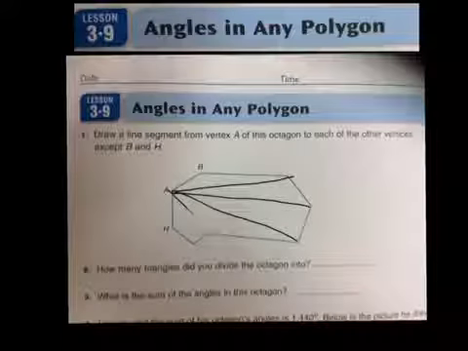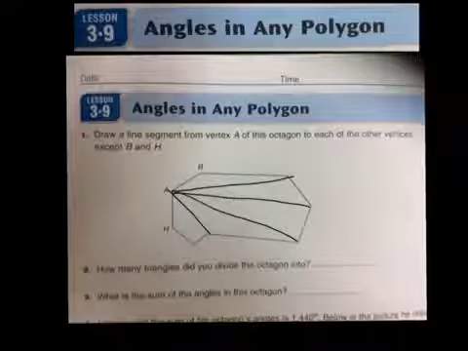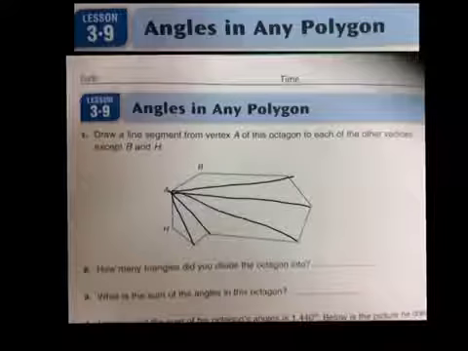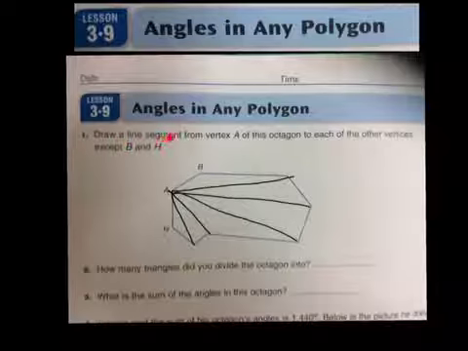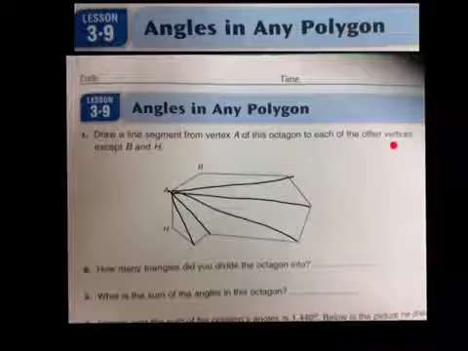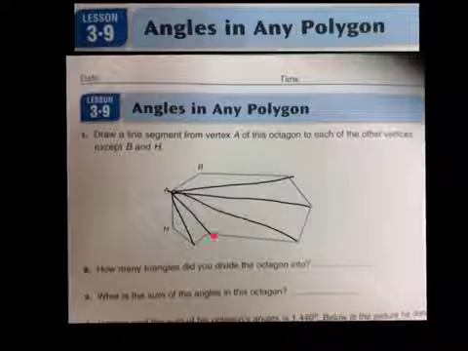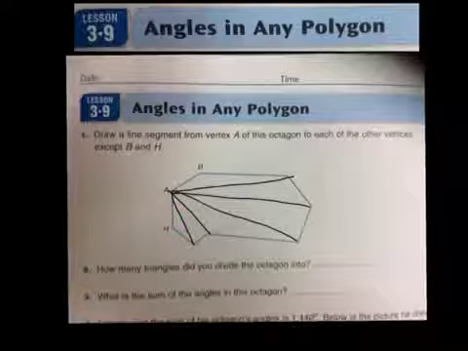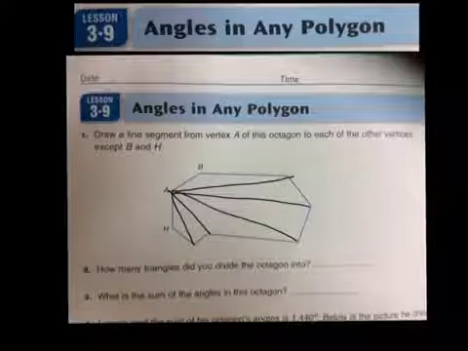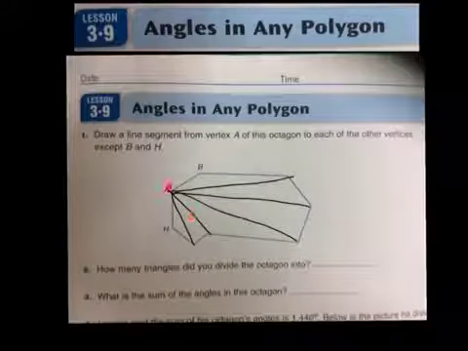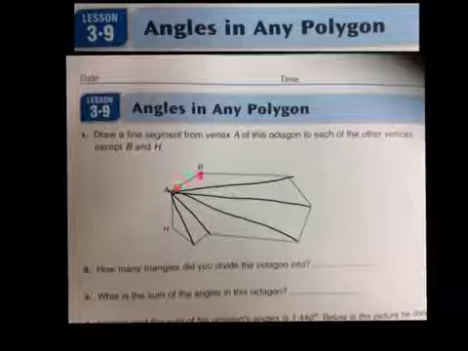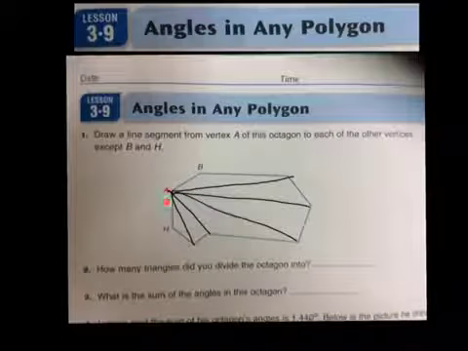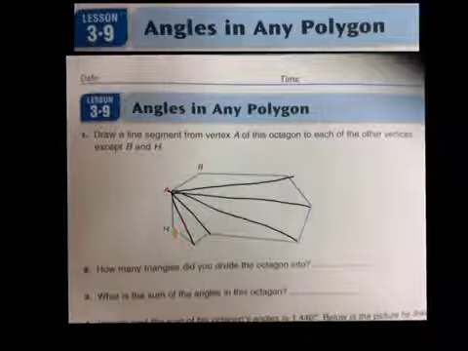Okay, and stop there. I drew a line segment to all the other vertices, except B and H, not B and not H. The reason is that I'm simply trying to draw as many triangles as I can squeeze in. If I draw a line from A to B, I'm just going to draw over this line. Or from A to H, I'm going to draw over this line, and that's not a triangle.